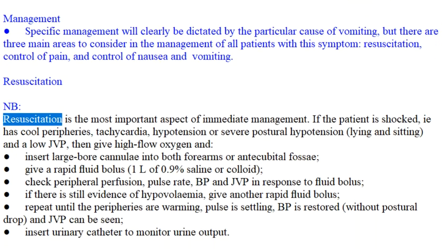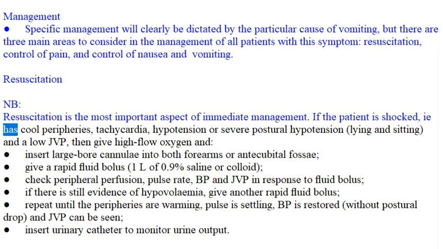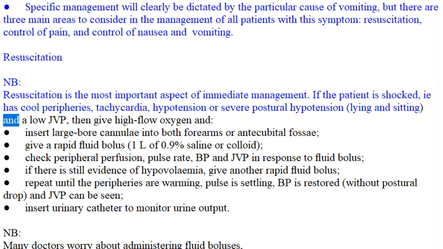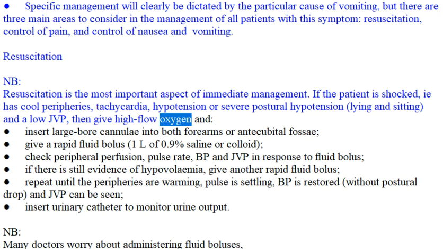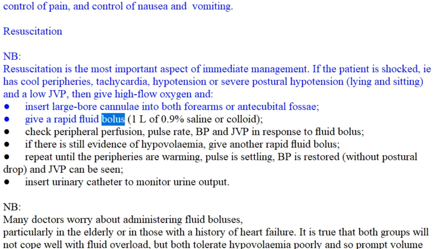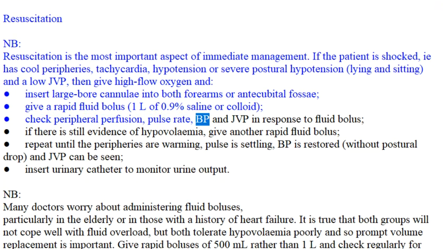NB. Resuscitation is the most important aspect of immediate management. If the patient is shocked, i.e. has cool peripheries, tachycardia, hypotension, or severe postural hypotension, lying and sitting, and a low JVP, then give high-flow oxygen and insert large bore cannulae into both forearms or antecubital fossae. Give a rapid fluid bolus, 1 L of 0.9% saline or colloid.